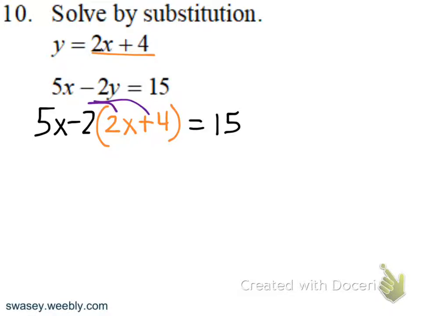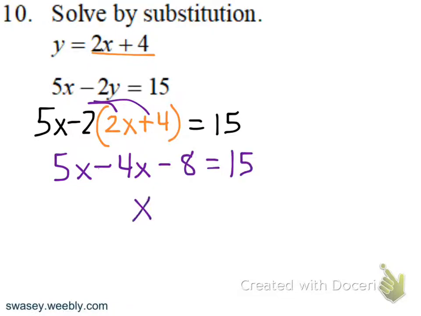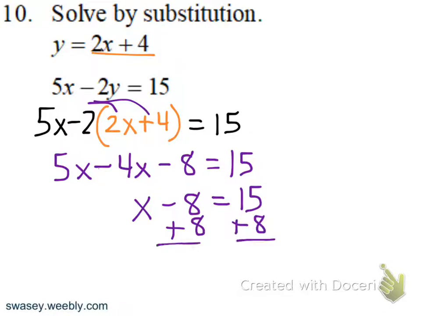Distribute to get rid of the parentheses. -2 times 2x is -4x, -2 times 4 is -8. Combine like terms. 5x minus 4x is 1x, or just x. And then add 8 to each side. So x is 23.